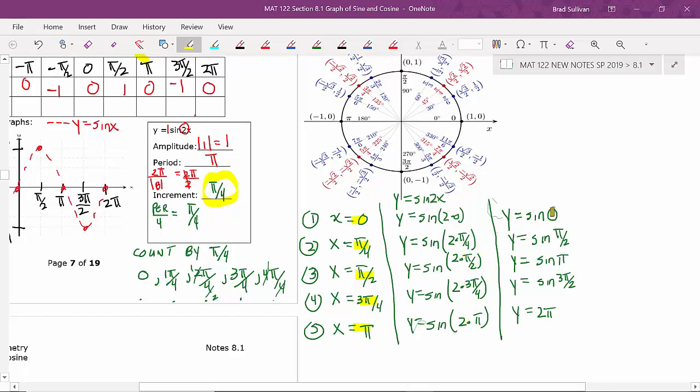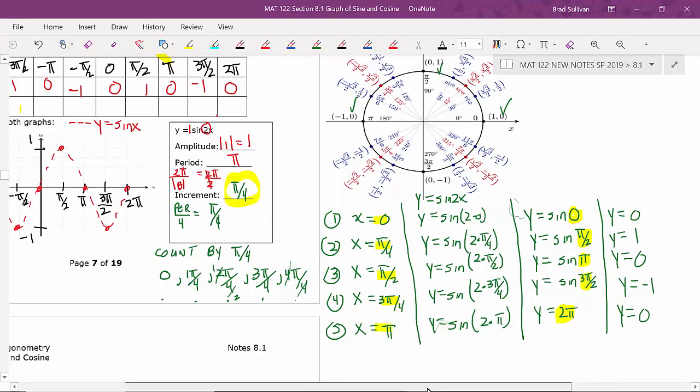And notice what happened is these things go back to those standard every 90 degrees on a unit circle. So now we can just get these values on the unit circle. If you look at 0, the sine of 0 is 0. The sine of pi over 2 is 1. The sine of pi is 0. And then the sine of 3 pi over 2 is -1. And the sine of 2 pi is 0. So now we have our points, and we're just going to graph this on our graph.